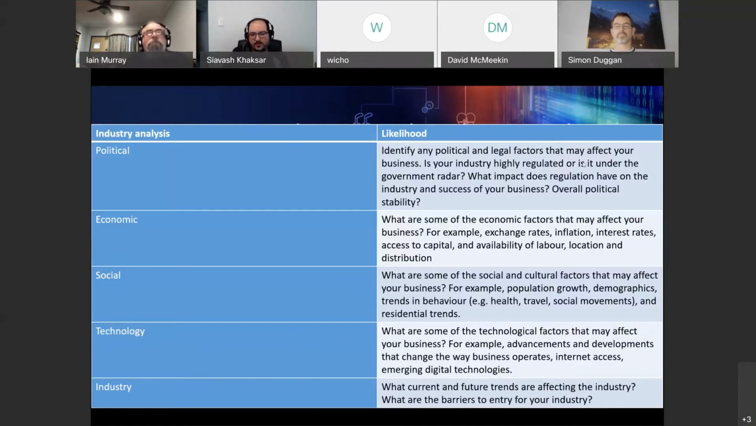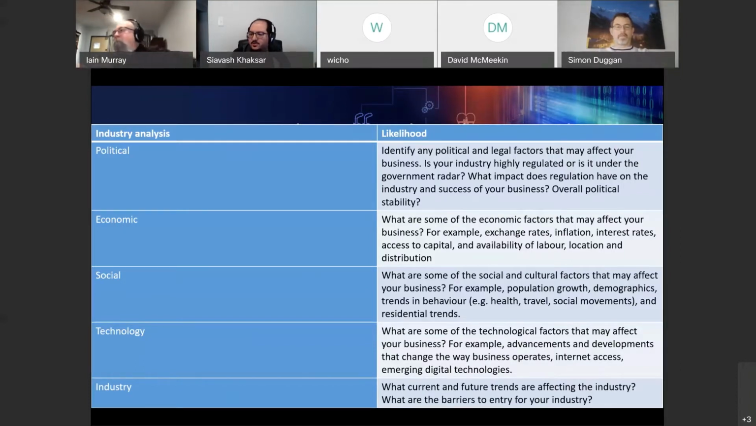Continuing on that, in your industry analysis, these are the main areas that you should cover. In terms of political industry analysis, consider any political and legal factors that may affect your business. Is your industry highly regulated or under government radar? What impacts does regulation have on the industry and on the success of your product, and what is the overall political stability? Economic factors: what are some of the economic factors that might affect your specific business?